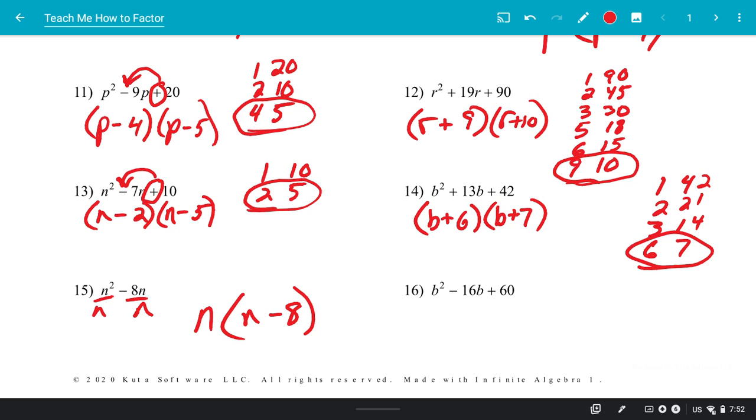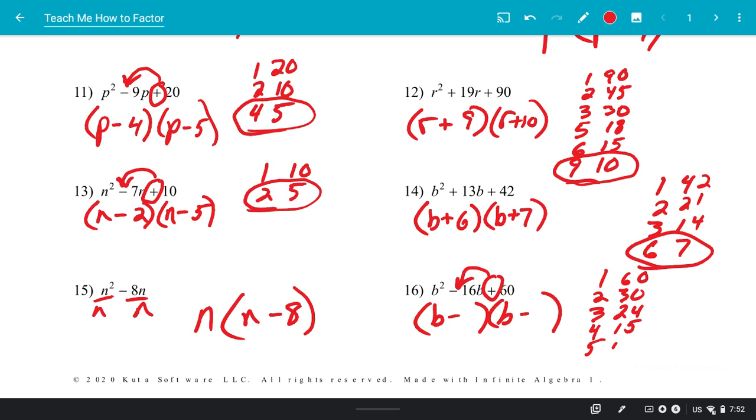And the last one, number 16, there is no GCF, no leading coefficient. Therefore, split in signs, variable in each. Signs are the same, both negative. 60, I got 1 and 60, 2 and 30, 3 and 20, 4 and 15, 5 and 12, 6 and 10, 7 and 8, nope, 9, nope.